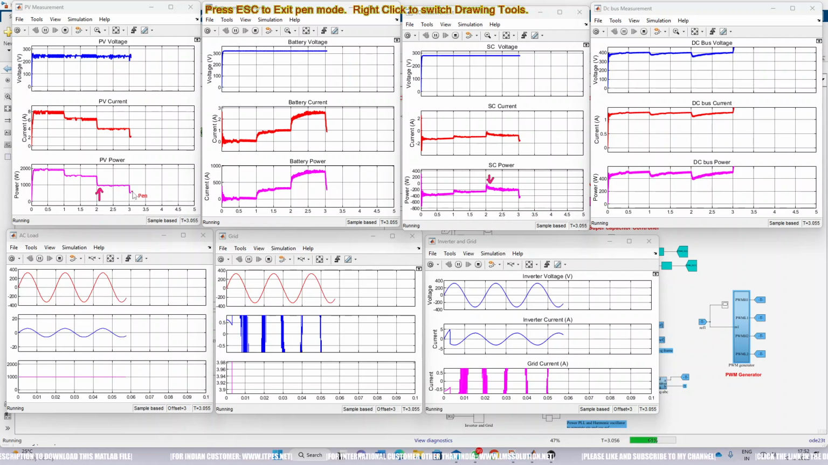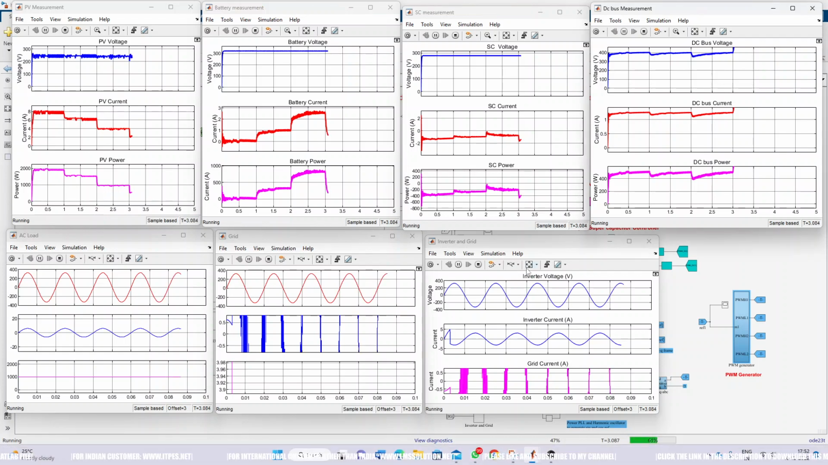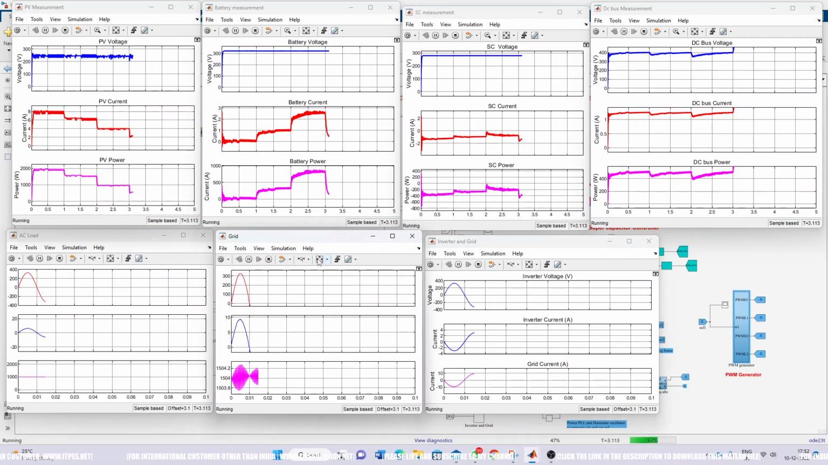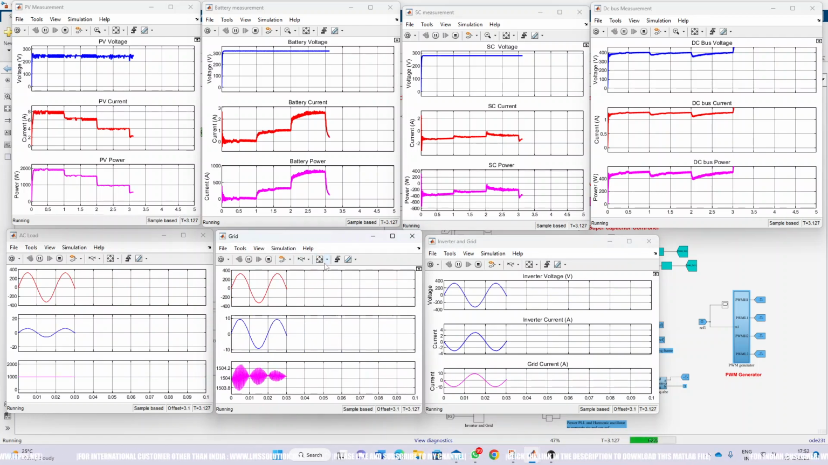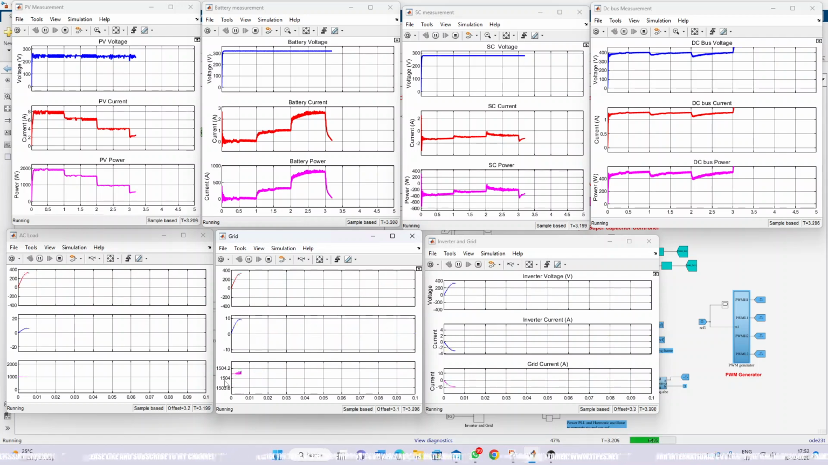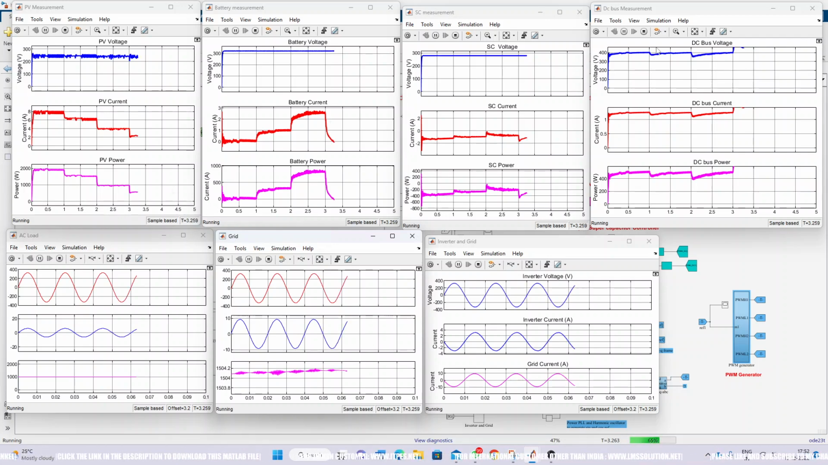Now you can see that the PV goes to less than 800. So what happened now? The grid is supplying power. The grid is supplying around 1500 watts. So now the grid is supplying some power to the system, because PV is less than 800 watts.